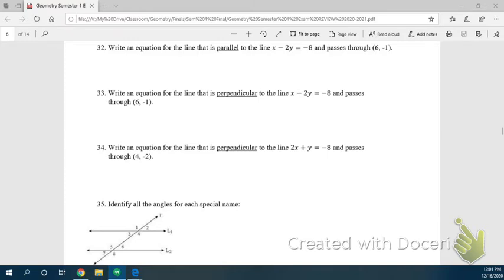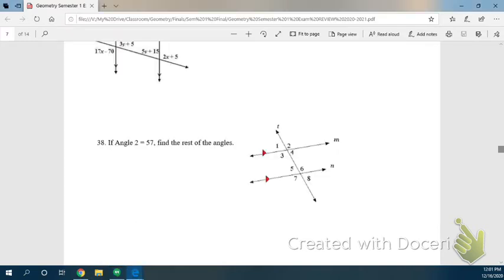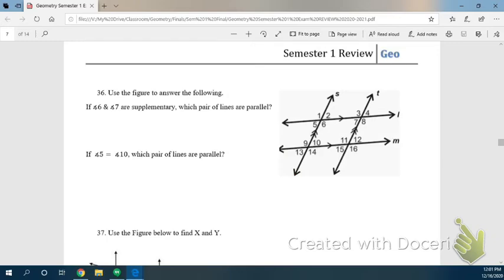All right, for number 35. All right, I really cannot scroll.